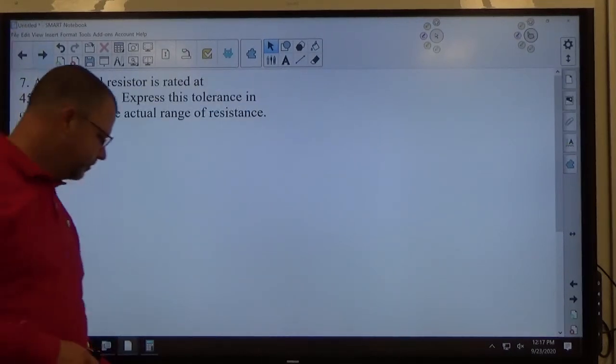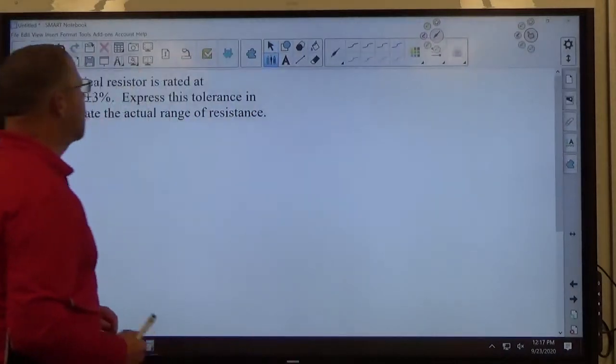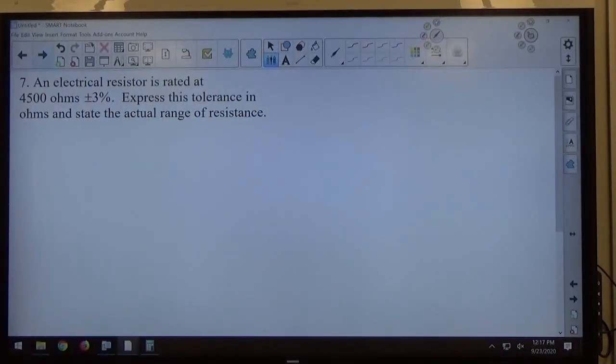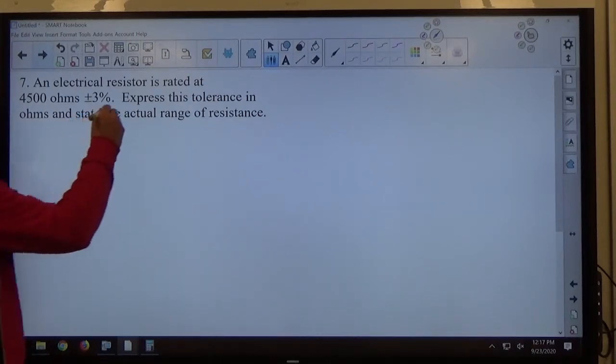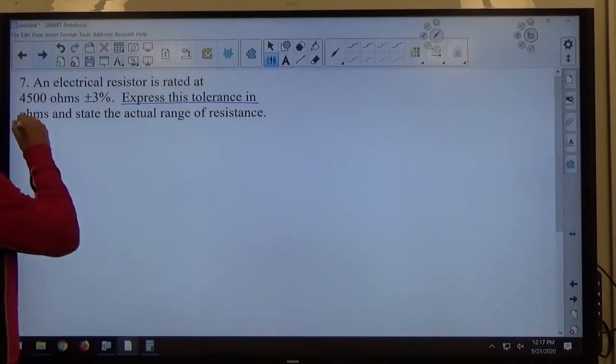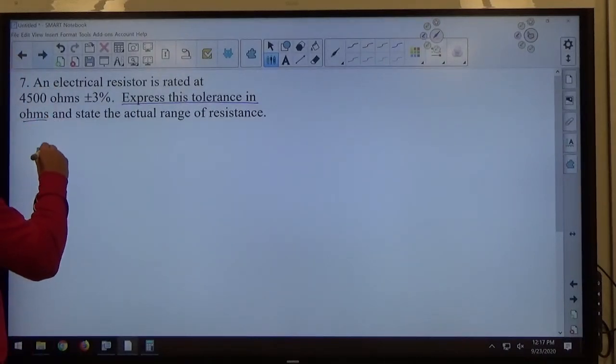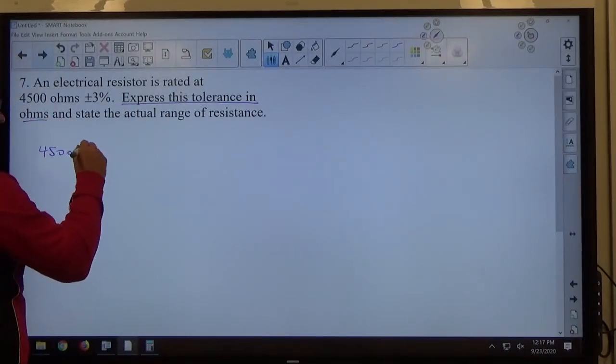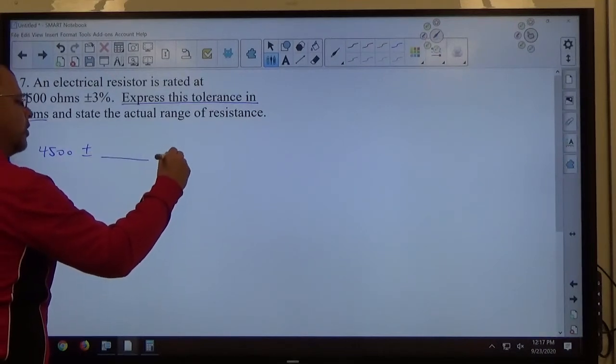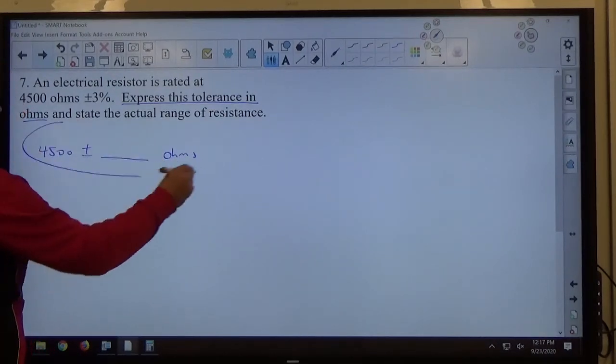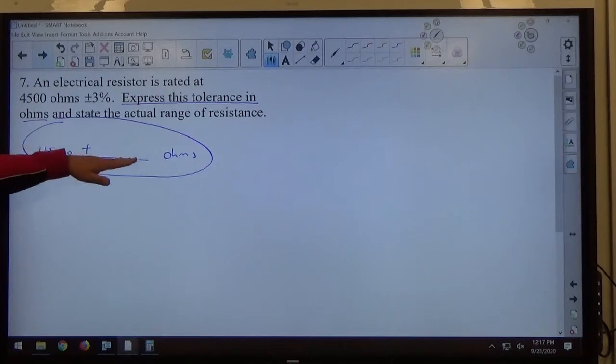Number 7. An electrical resistor is rated at 4,500 ohms plus or minus 3%. Express this tolerance in ohms. All right, so first of all, when it says express the tolerance in ohms, that means it wants 4,500 plus or minus some number of ohms. That's what part A is asking us for. They want to know an actual number of ohms as opposed to percent. All right? And then state the actual range of resistance. Once we get that, I'll show you how to do that.